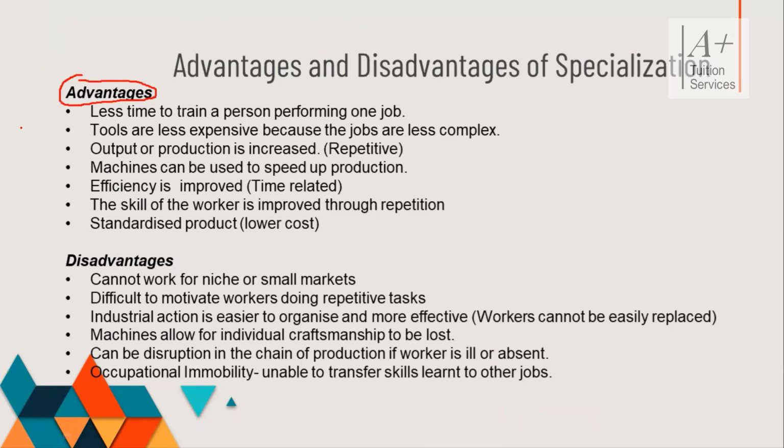The first advantage is the fact that there's less time to train a person to perform one job. So instead of training Mary to do everything, we train her to do one task only, and this will save time. Tools are less expensive because the jobs are less complex. So we just have tools for those specific tasks rather than one big thing. We have output or production is increased.